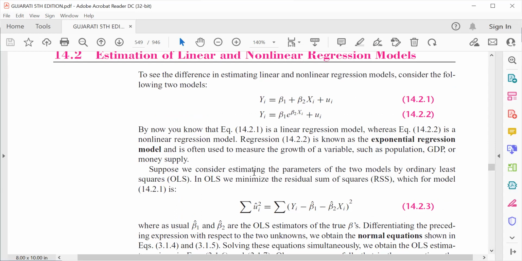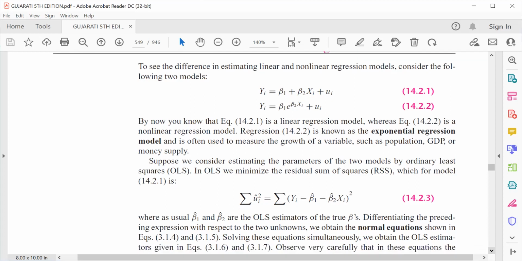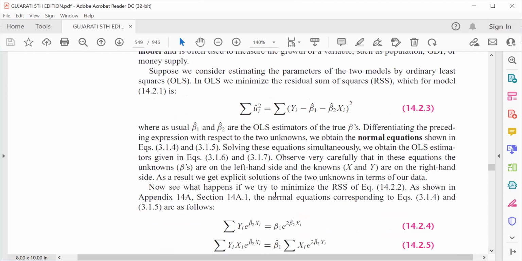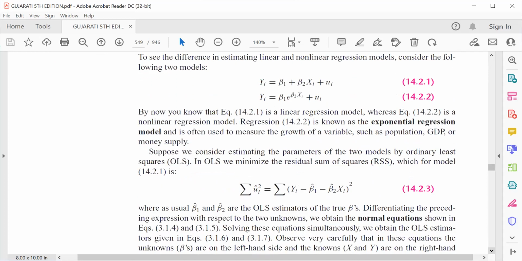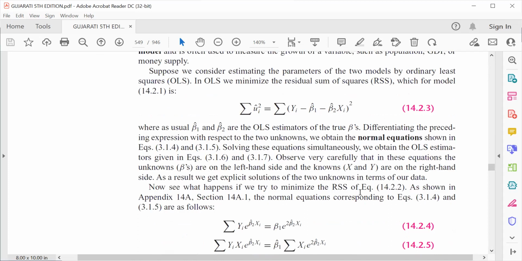Suppose we consider estimating the parameters of the two models by ordinary least squares. Can we minimize equation 14.2.3? We take the derivative of equation 14.2.3 with respect to beta 1 and beta 2, so we get the coefficients of beta 1 and beta 2. Now if we take the other equation, 14.2.2, and try to minimize the residual sum of squares, as stated in appendix 14A, section 14A.1, the normal equations are as follows.